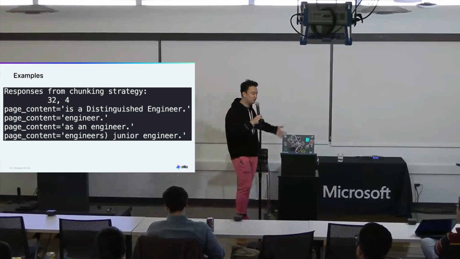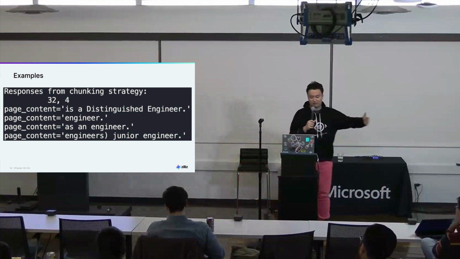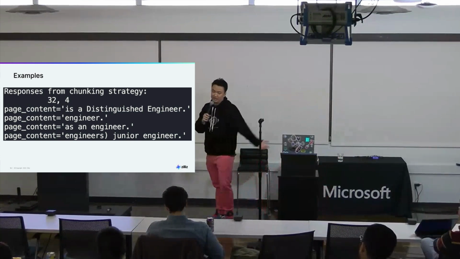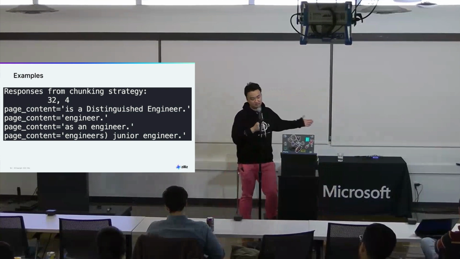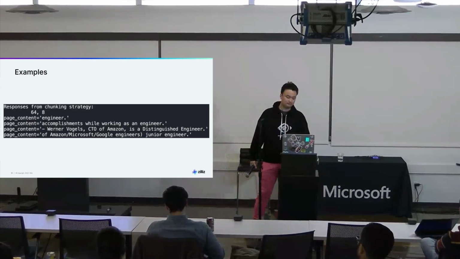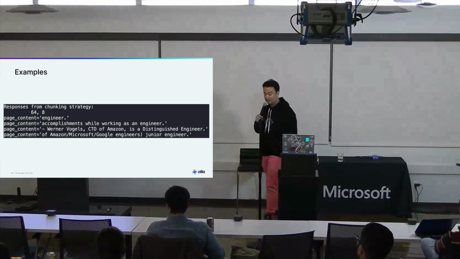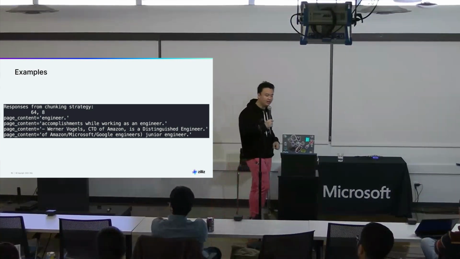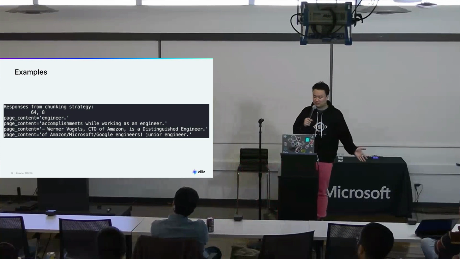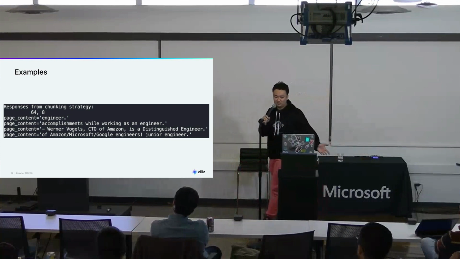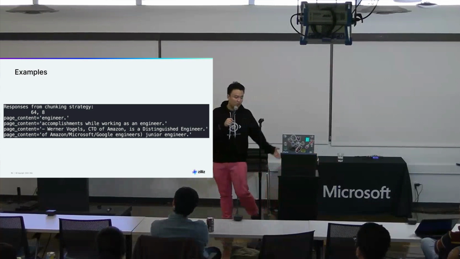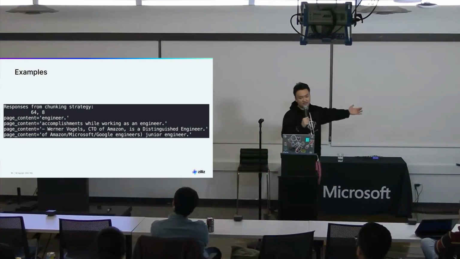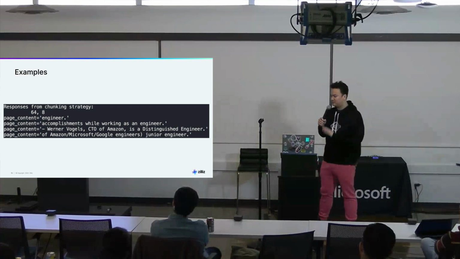So this is the first one. If we have 32 characters and 4 overlap, and we ask the question, what does it take to be a distinguished engineer? We get completely nonsense responses. Okay, what if we go up to 64 and 8? Here we see that most of these responses are still completely useless to us, but there's one about Werner Vogels, the CTO of Amazon, who is a distinguished engineer. So now we have an example of a distinguished engineer, but it's still not very good.